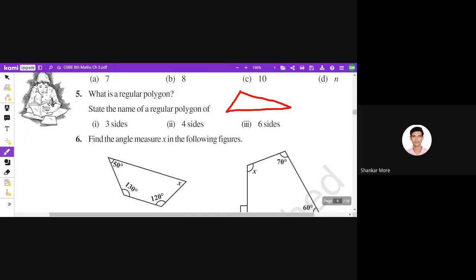Yeah. So let's take the second one. A regular polygon with four sides. Which one can it be? Okay, square. It can be a square. Can be a rhombus. Is a rhombus a regular polygon, right? No? Okay. What about others?